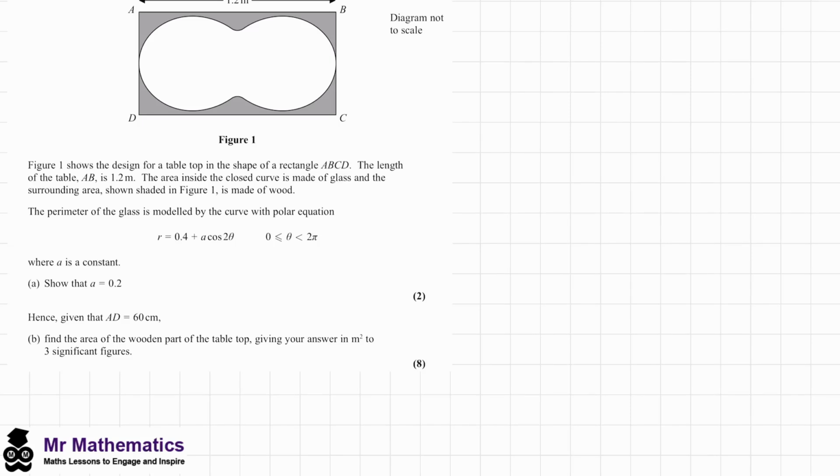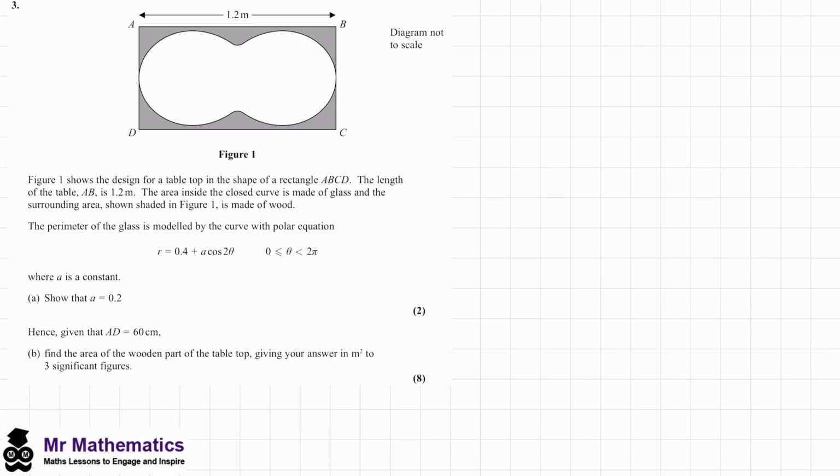So here we have a question on polar coordinates. We're told that figure 1 shows the design for a tabletop in the shape of a rectangle ABCD, and the length of the table AB is 1.2 meters. The area inside the closed curve is made of glass, and the surrounding area, shown shaded, is made of wood.